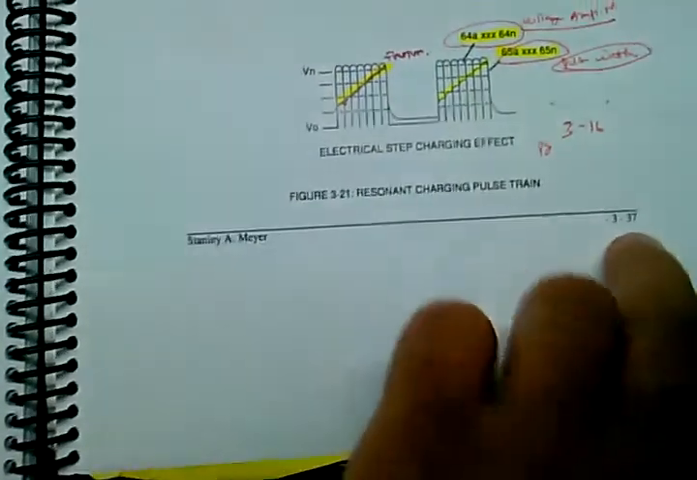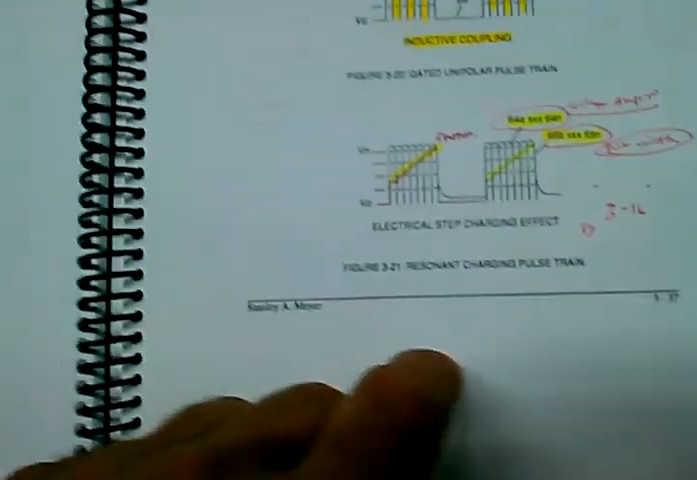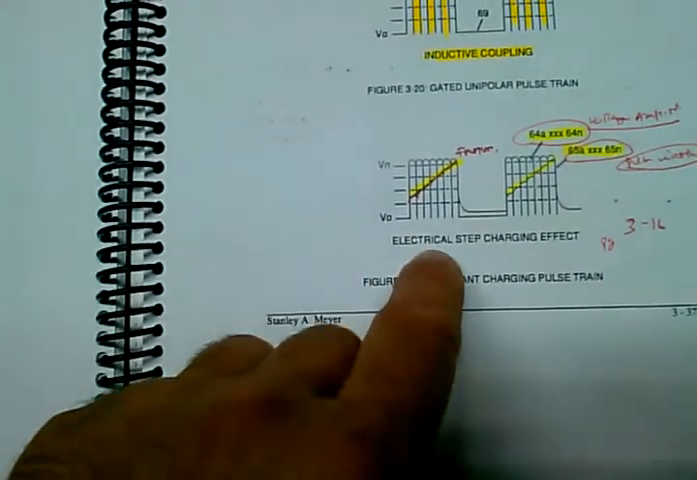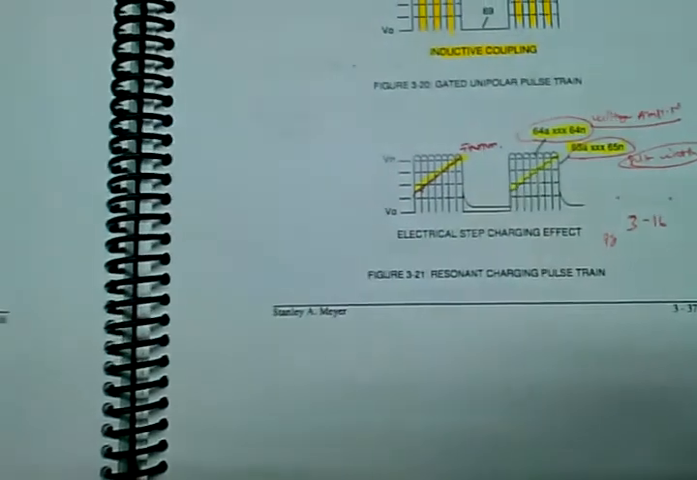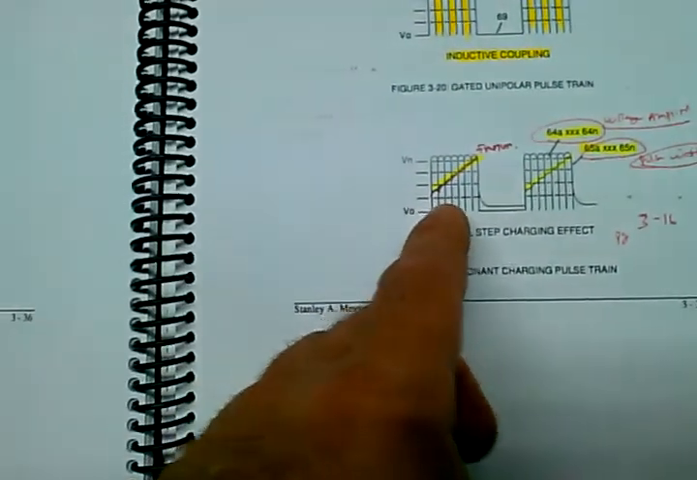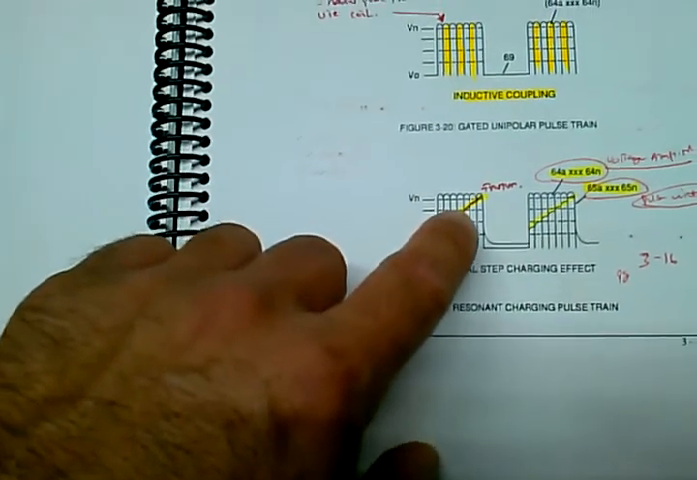This is the Birth of New Technology book, written by Meyer. And one of the things that caught my attention was this page 337. We have a diagram here, electrical step charging effect. Once again, you have the repetitive pulse train, and as this happens, we can see the charging of the water.